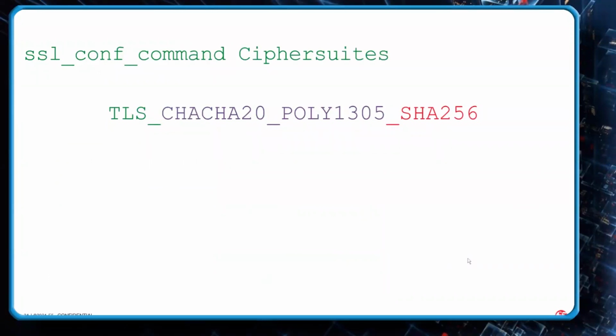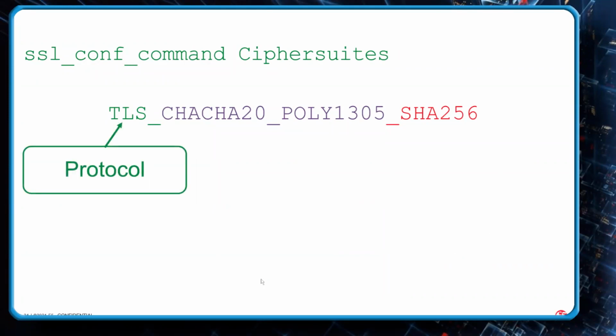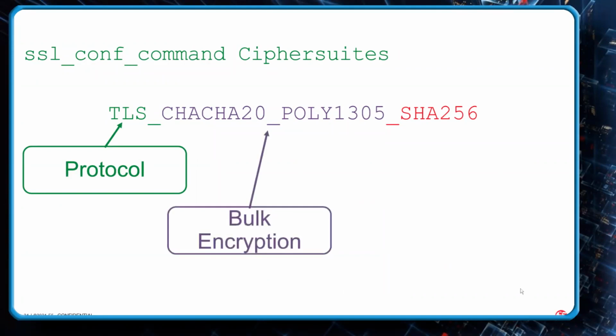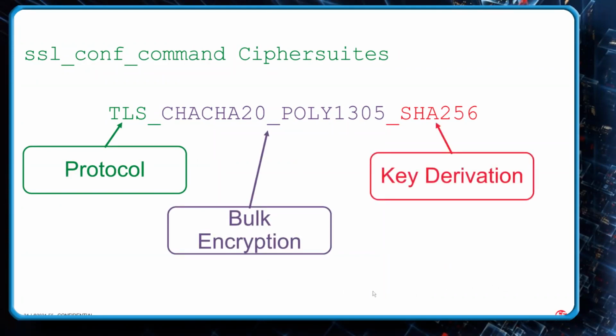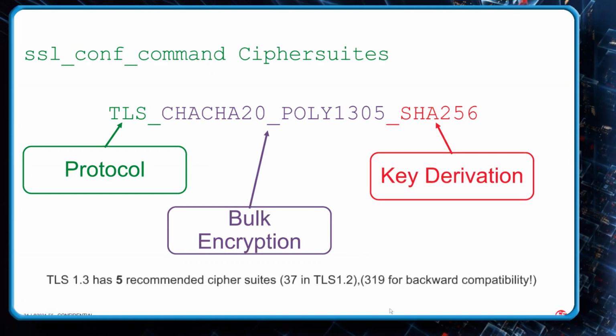When it comes to TLS 1.3, the string looks slightly different. It's not conceptually very different. Essentially, what we're doing is defining the protocol, TLS. We're also defining the bulk encryption mechanism, and ultimately we're also defining the key derivation, which has some implicit meaning as well when it comes to key strength and things of that nature.